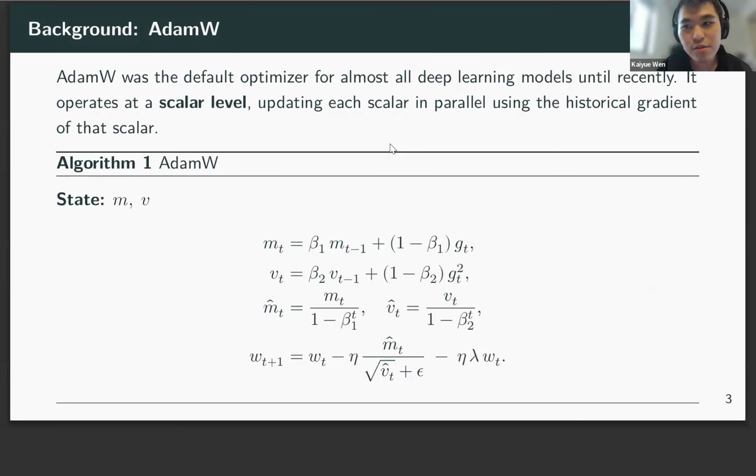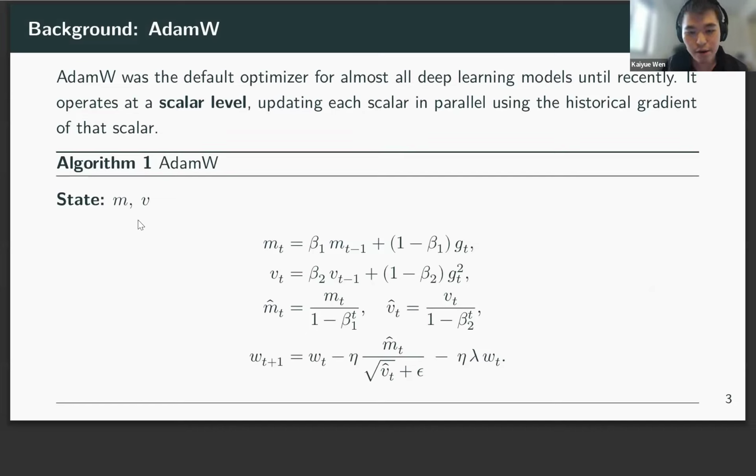To give some background for people who are not very familiar with optimizers, AdamW has been the default optimizer for nowadays, until Muon, for almost all deep learning models. It operates on a scalar level, which means that it will update every scalar in the neural network weights in parallel using the historical gradient.